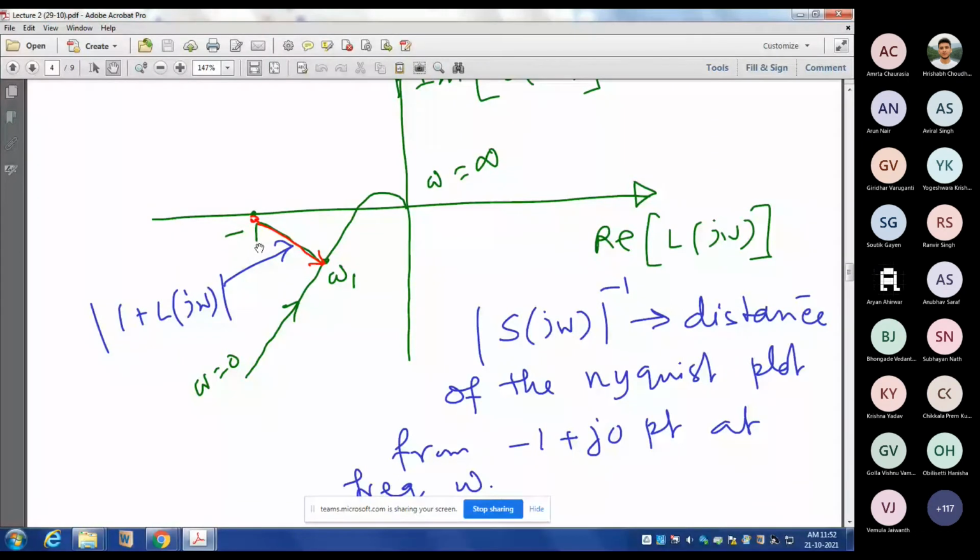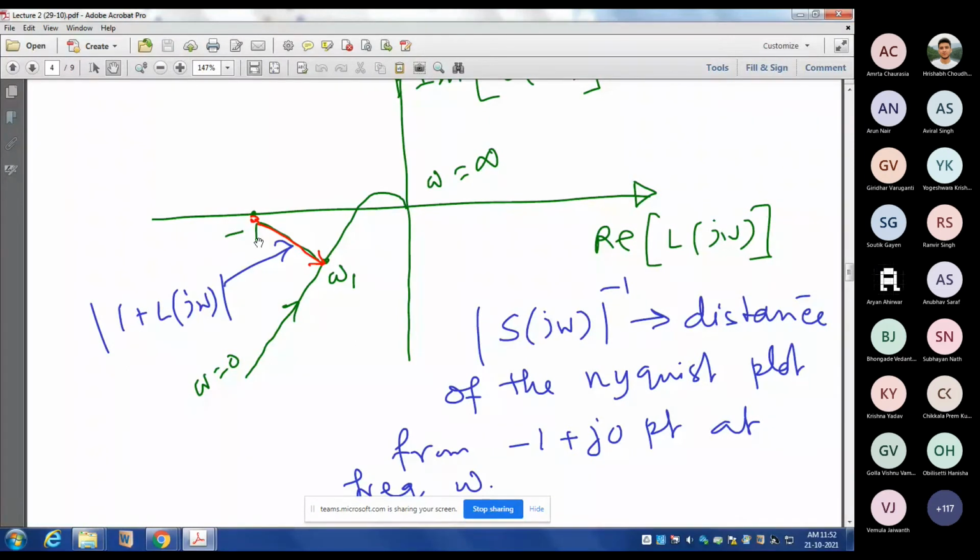Got it? Because if it is far away from the -1 point, even if there is perturbation, it will not touch the -1 point. That means the system will not become unstable. So when you design a controller, we should keep that point in mind. Your Nyquist plot of the loop transfer function should be much away from the -1 point.